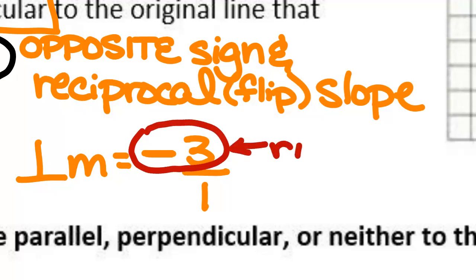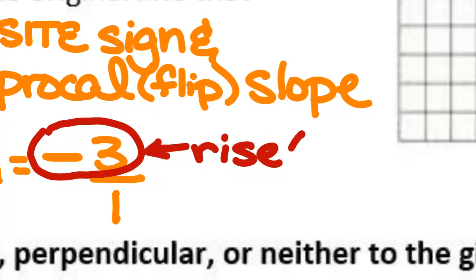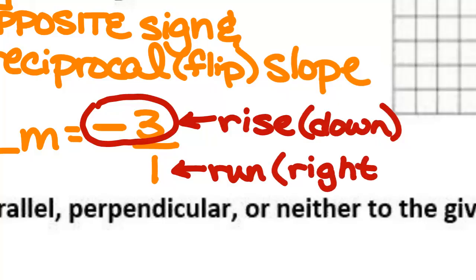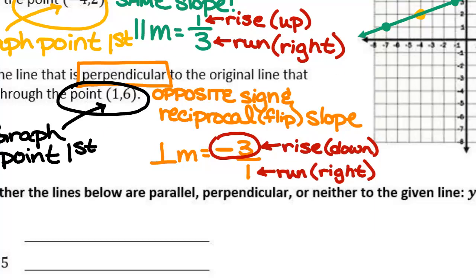This is still my rise, only because it's a negative. That means I'm going to go which way? Down. My run is a positive number, so we're going to go which way with the run? To the right. If I had decided to put the negative with the denominator, with the 1 instead, my rise would be positive, so that would be up, and my 1 would be negative, which would mean left for my run. So that's the exact reverse of what we have here. That's like when we take points and go backwards.